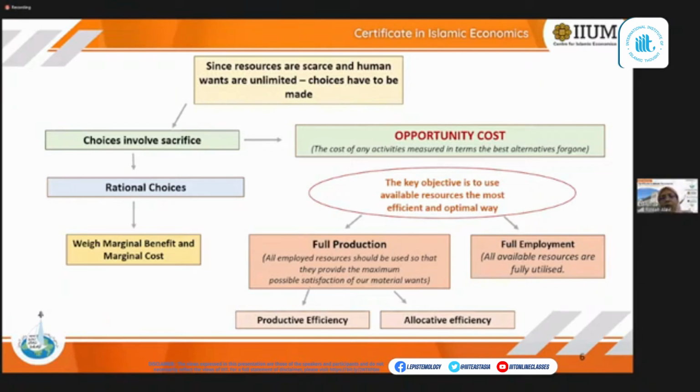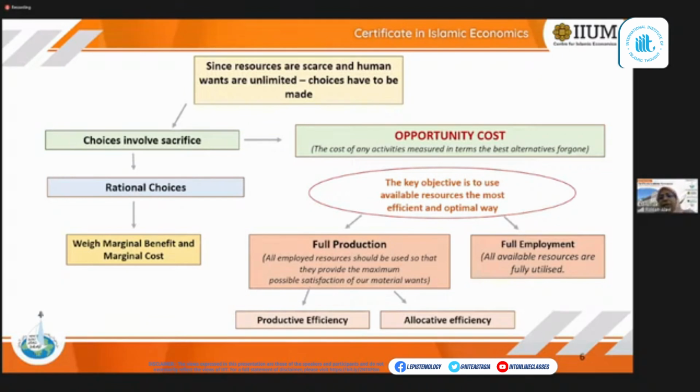So therefore, when we say allocative efficiency, it means the resources available in the market must be utilized in such a manner that it will be achieving the maximum benefits or fulfilling the society's needs and wants. Okay, so that's for production related to allocation of the products and also the efficiency of the production itself.